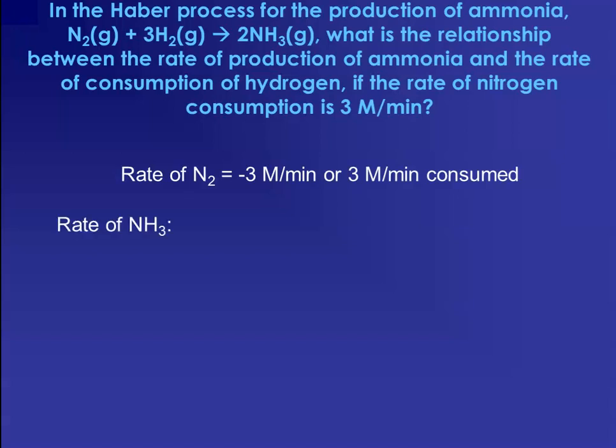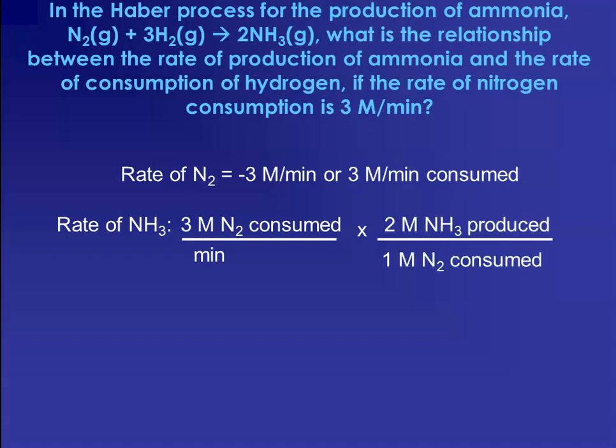Either way, to find the rate of ammonia being produced, I can start with that amount of nitrogen and then use the stoichiometric ratios between nitrogen and ammonia in my balanced equation. Remember, molarity is moles per liter, so if you're doing this with the same amount of volume, their molarity ratios would be equivalent as well. So 1 molar nitrogen would be consumed for every 2 molar ammonia being produced. And when I multiply, I would get 6 molar per minute of ammonia is being produced, or positive 6 molar per minute.